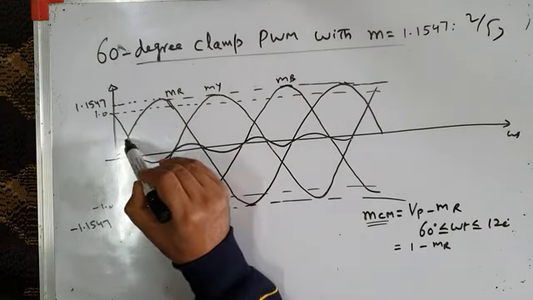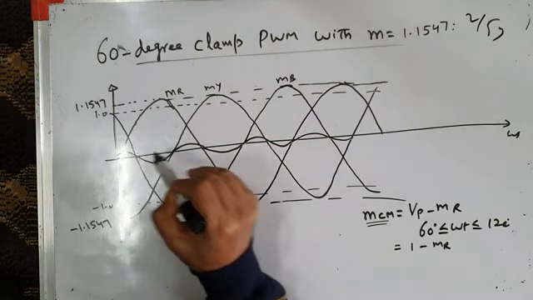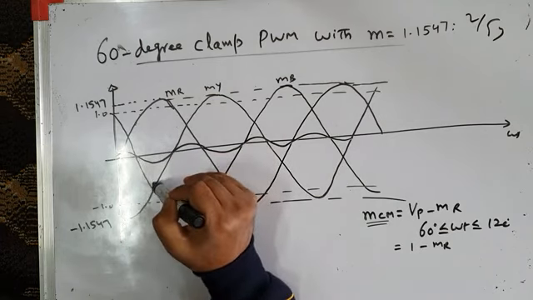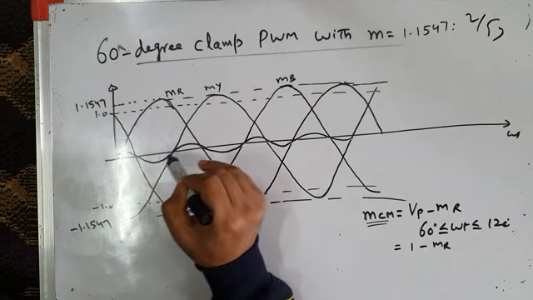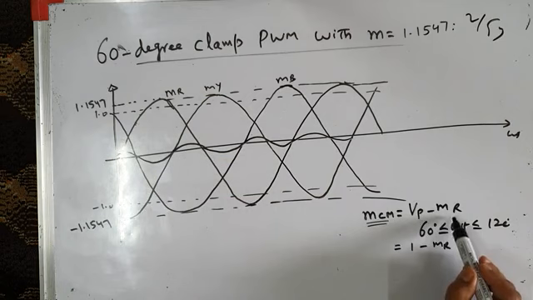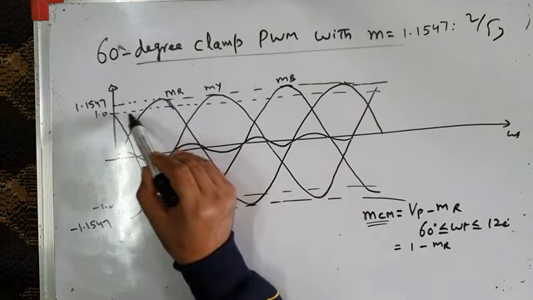Okay. So see, this is 30 plus 30, 60 degrees. 60 degrees to 120 degrees. This is 60 degrees. 60 plus 30 is 90. 90 plus 30 is 120. From 60 to 120 degrees, and the common mode signal is Vp minus Mr. Okay. Vp is 1.